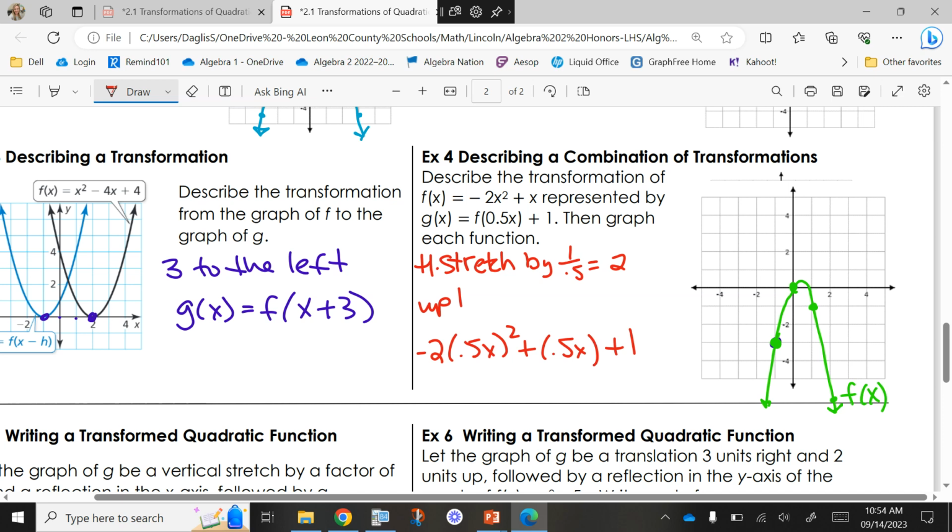Did I lose anybody with what I just did? Okay, so instead of f of x, it is now f of 0.5x. All of your x's got replaced with 0.5x. This one's actually in standard form. This is showing ax squared plus bx plus c. So that's showing standard form. We're going to get into vertex and standard form tomorrow, like the difference between the two.